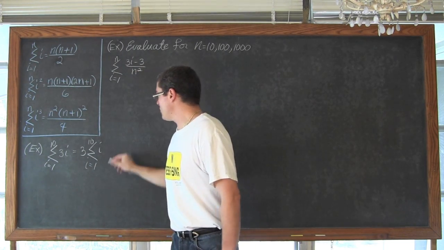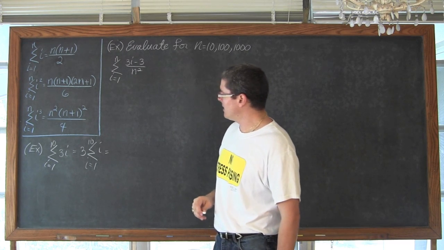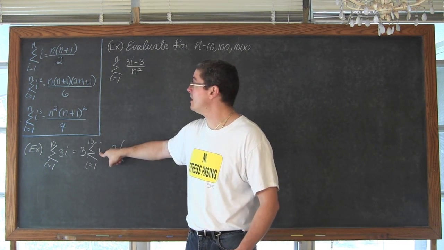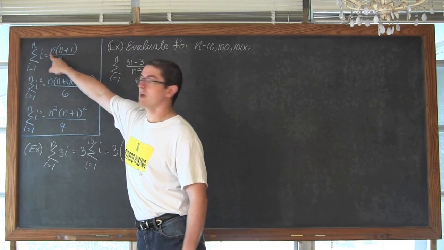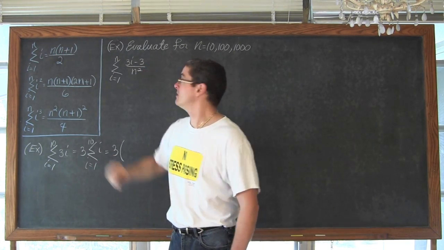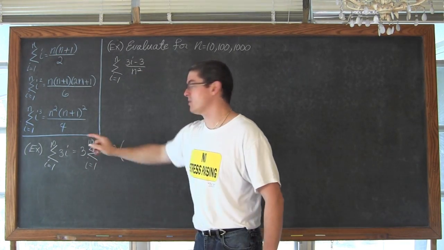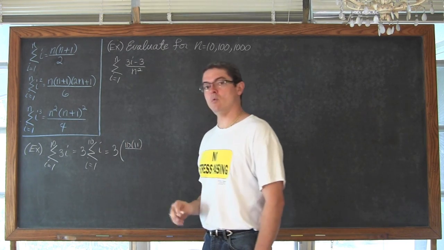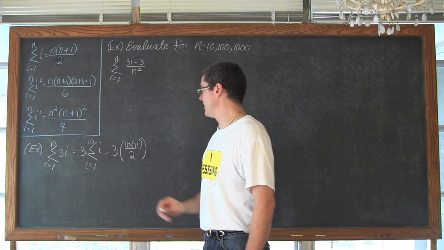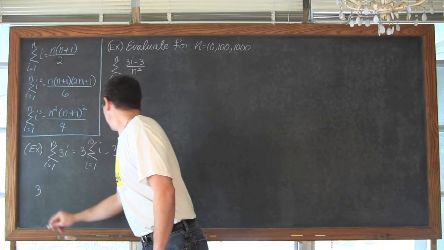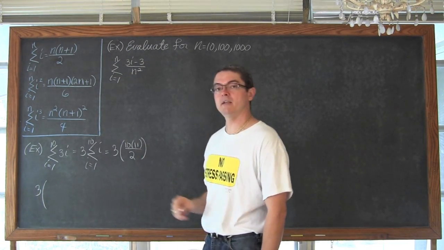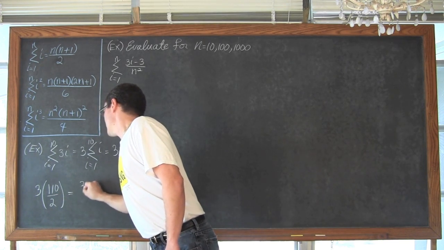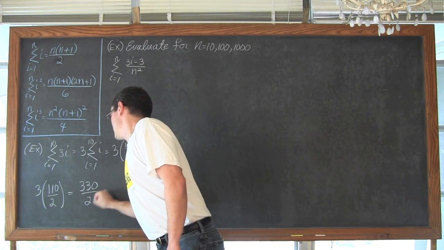So it's going to be equal to 3 times, okay, let's see here, for the summation of i, it's the max upper limit times the upper limit plus 1 divided by 2. So my upper limit is 10, so it's going to be 10 times 11, because added by 1, divided by 2. That becomes 3 times 110 divided by 2. That becomes 330 divided by 2.